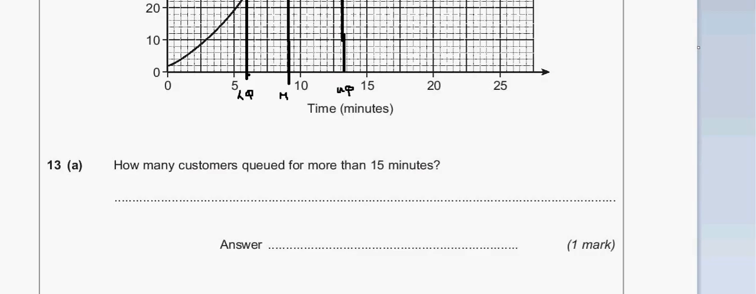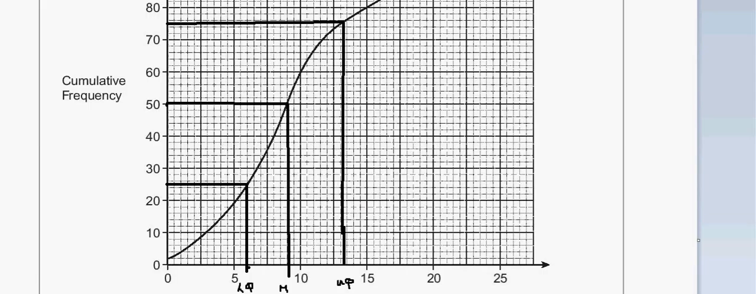How many customers queued for more than 15 minutes? So here we have 15 minutes. So I draw a line from 15 minutes and I go up until I hit the line. Okay, and then I come across. So here I can see there at 80. Okay, now 80 people took less than 15 minutes.